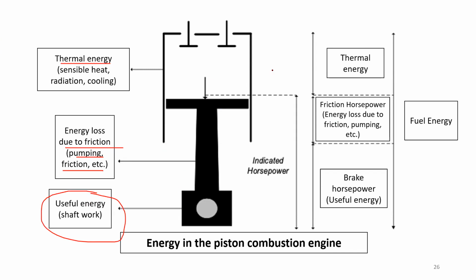If we classify it, there will be three classifications. Overall, we call it the fuel energy, which consists of the thermal energy, friction horsepower, and the brake horsepower. The thermal energy is the energy input, the friction horsepower causes the energy losses, while the brake horsepower is the useful energy that can be used to support some applications, especially generating electricity.